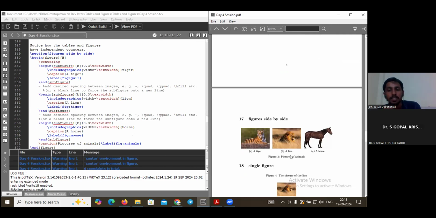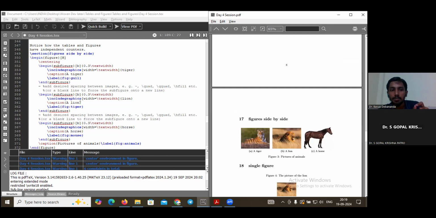Now I want subfigures. For the subfigure, what is the command? \begin{subfigure} \end{subfigure}. How many subfigures are there here? Here 3 subfigures are there. Within the \begin{figure} and \end{figure}, a tiger.